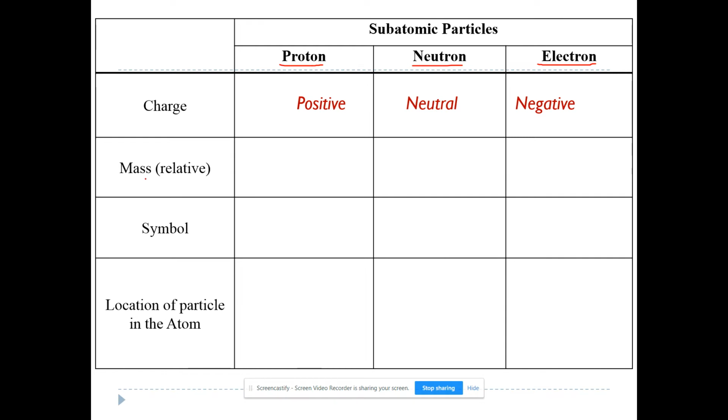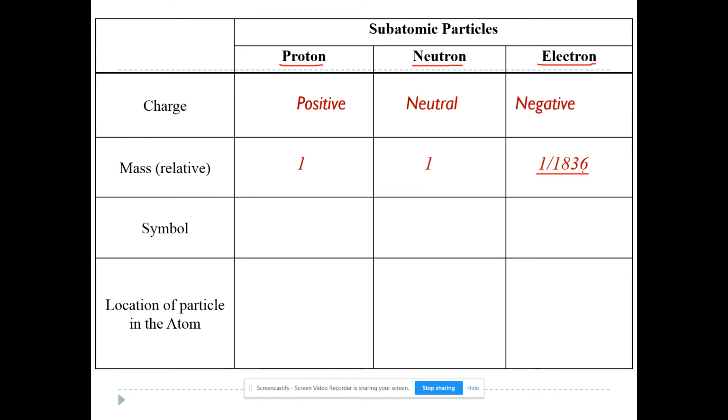Now we're going to look at their relative mass. They're all really, really small. So to say how many grams or how many kilograms each one had would be kind of pointless because they'd all be really long, infinitesimal amounts. So instead we just compare them to each other. From what we've studied, protons and neutrons are about the same in mass, so we just count them as one. But electrons are much, much smaller. They're a very small fraction.